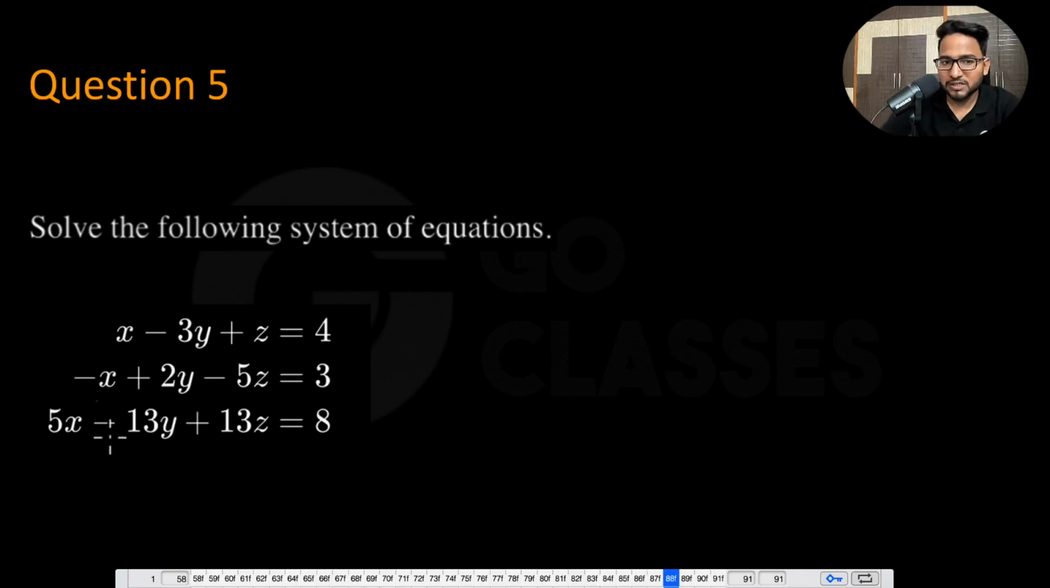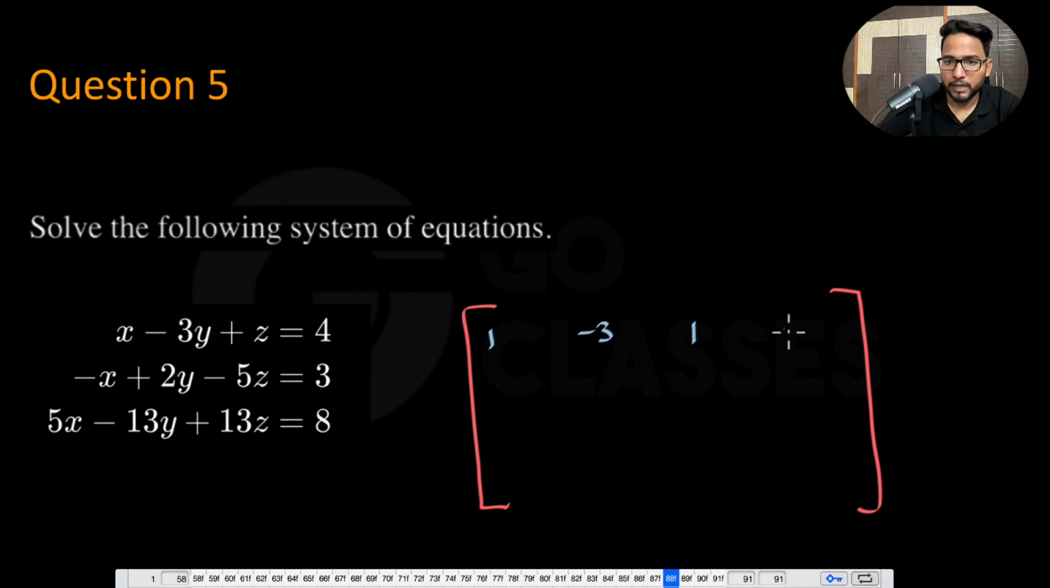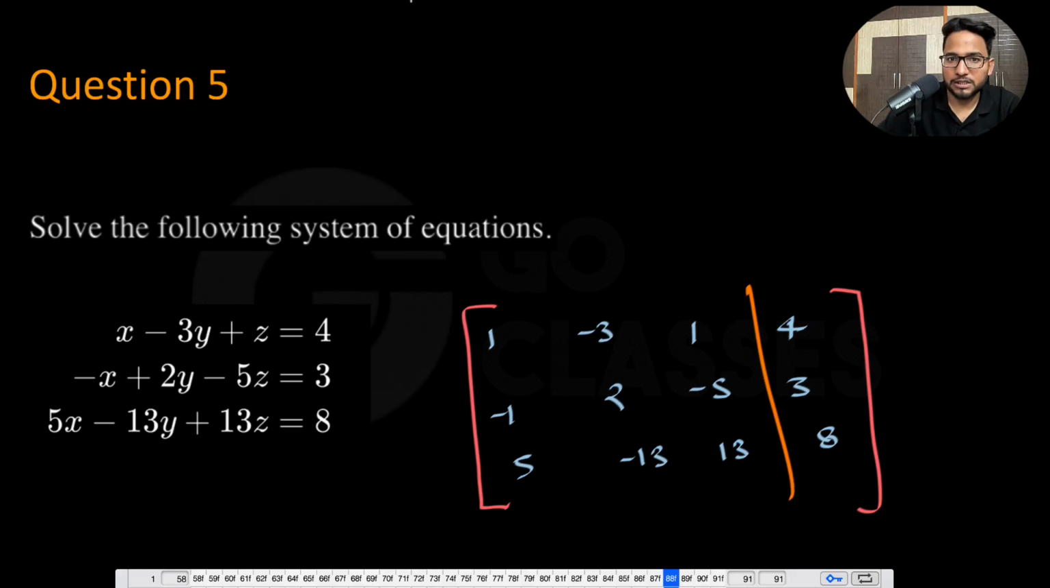Okay, so let's solve this question. This is question number 5, I think. Here they are saying, solve the following system of equations. So for that, what we need to do is write these equations as an augmented matrix, which will be something like this: 1, minus 3, 1, and then 4; minus 1, 2, minus 5, this will be minus 13... 3, 5, minus 13, plus 13, this will be 8, right? Okay. Now let's try solving it.